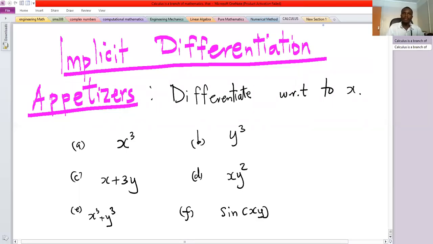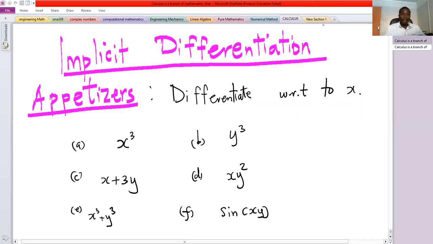Welcome to this class. This is our first class for our first session to do examples on implicit differentiation. So we start with appetizers. The question is to differentiate with respect to x: x to the power 3, y to the power 3, x plus 3y, x y squared, x cubed plus y cubed, sine of x y.